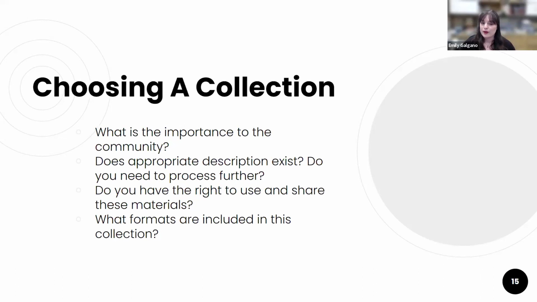Lastly here, what formats are included in this collection? This is a huge consideration because it will impact how you decide to get the materials digitized. A collection that is entirely composed of cassette tapes may be easier to digitize in-house, especially if you already have good equipment for digitizing cassettes. A collection that has 3 or 4 different formats like DVC Pro, cassettes, and reels would require multiple types of equipment and expertise to digitize. Let's talk about this a little bit more on our next slide.